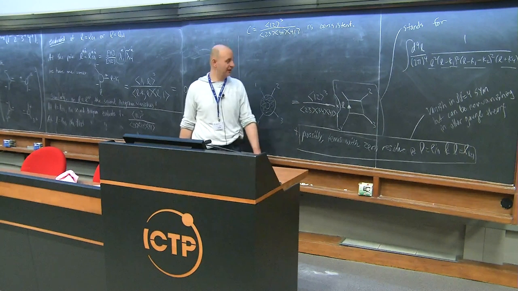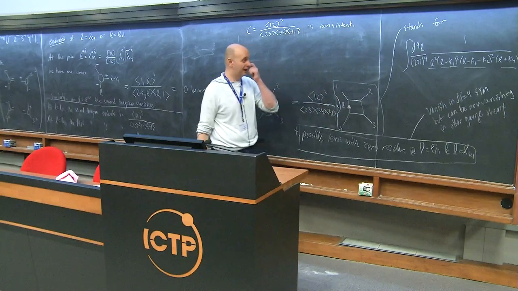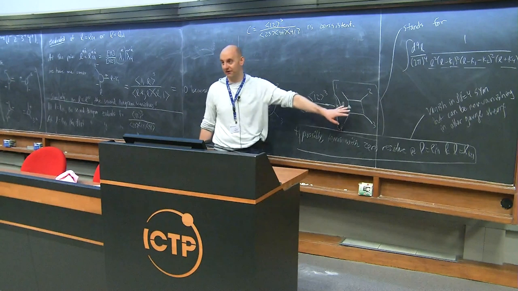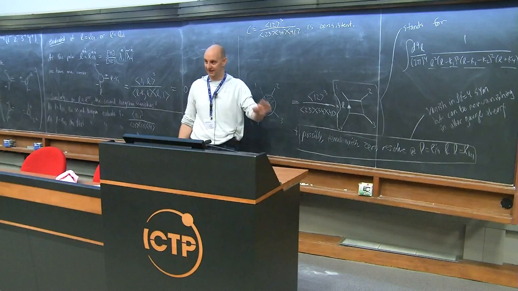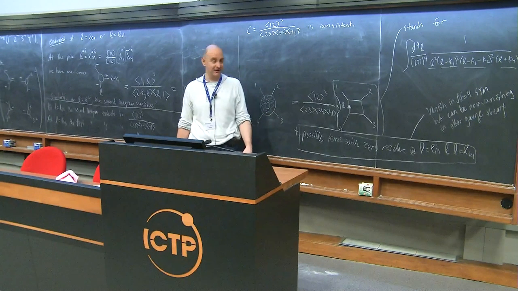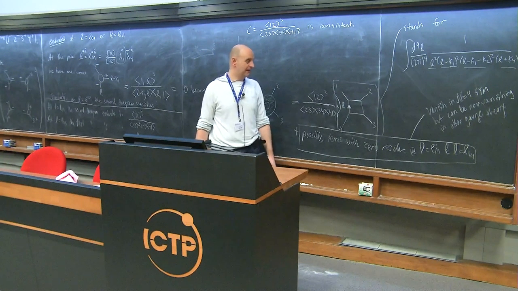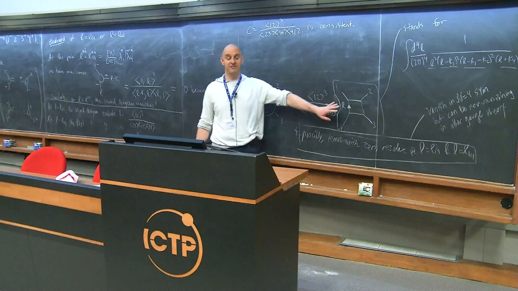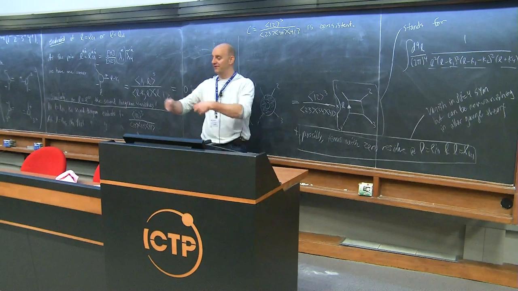That's highly non-trivial. This formula was originally derived by Green and Schwartz decades ago by taking an alpha prime to zero limit of a one loop string amplitude. But from the point of view of Feynman diagrams, it's not at all obvious that everything cancels.